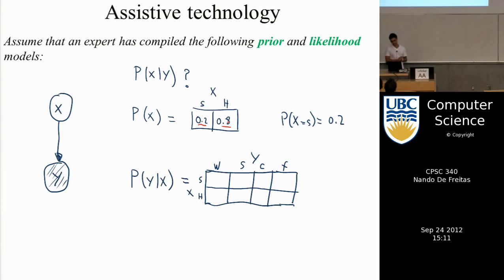So given that these numbers are given, maybe we have now an expert. Let's pick an expert from the audience. What's the probability that you watch Game of Thrones when you're sad? 0.1. Next person. What's the probability that you sleep when you're sad? 0.3. What's the probability that you cry when you're sad? 0.5. Okay, what's the last number got to be? 0.1. Okay, because probabilities have to sum to 1.